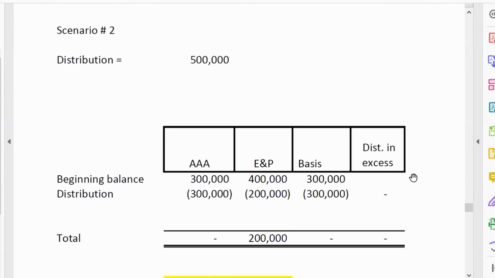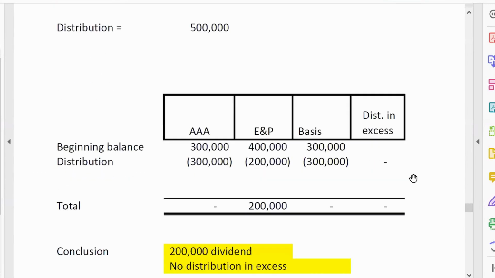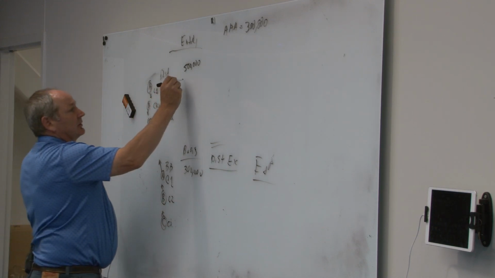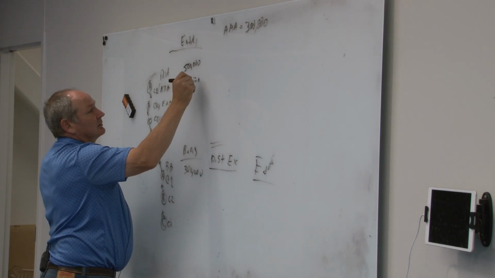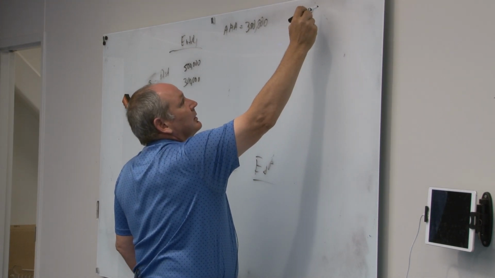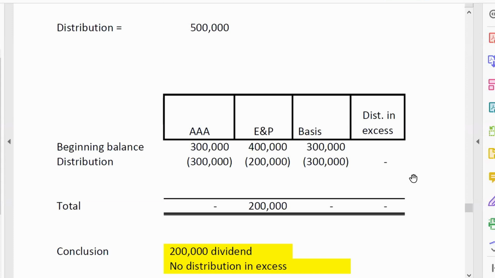So if we have 500, we have 500 distribution. My AAA equals 300, and AAA is what, Trent? Undistributed S corp earnings. So I have 500 to account for. The first stop is AAA. Is 500 bigger than 300? Yes, it is. So I have 300. I'm going to go over here to E&P for the hell of it. This is getting more refined as we go. E&P is what, 400?